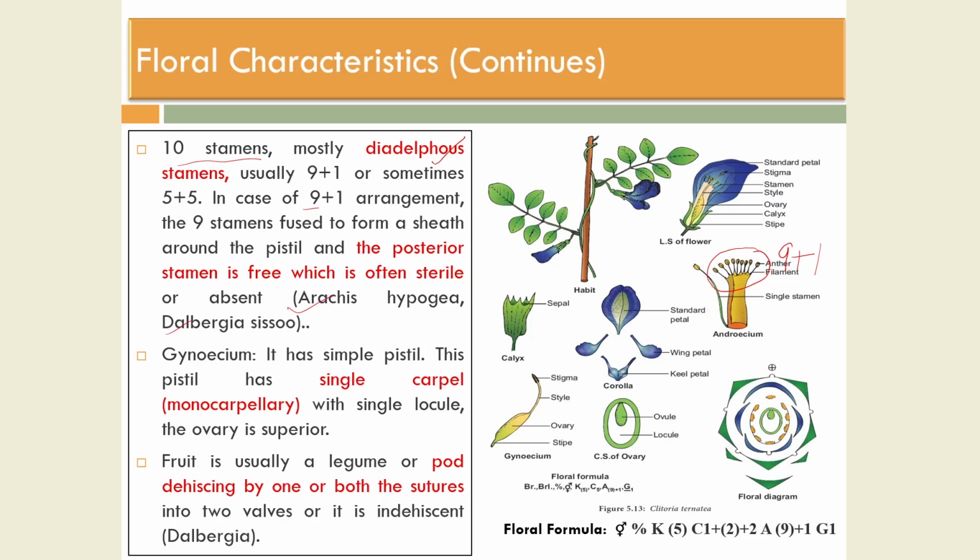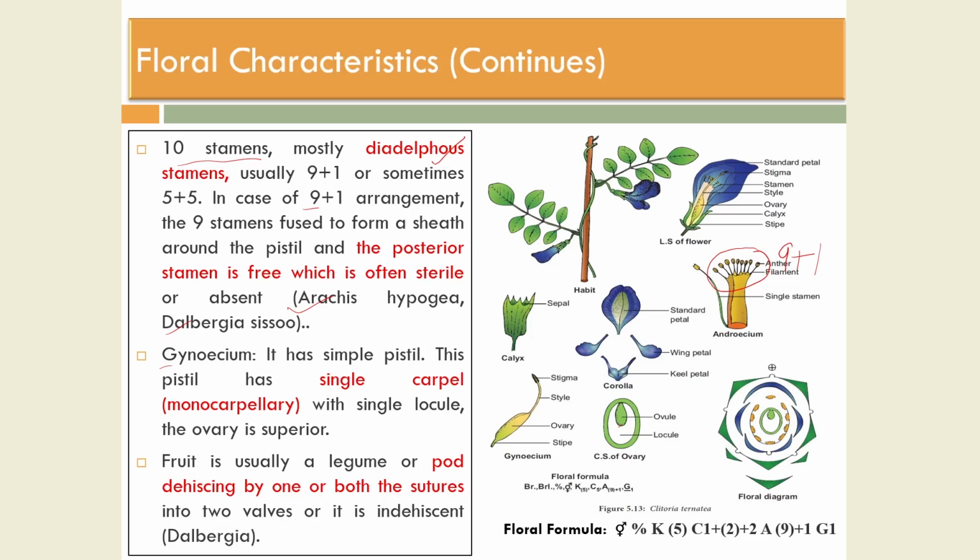Now moving to the female reproductive part, that is the gynoecium. The gynoecium has a simple pistil, as you can see here, which is made by a single monocarpellary ovary. This is the style, this one is the stigma. This monocarpellary ovary has a single locule, and that locule has marginal placentation, as you can see here. Ovules are arranged at the marginal position.